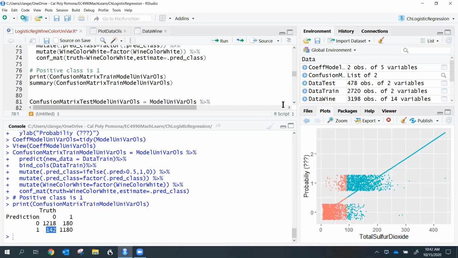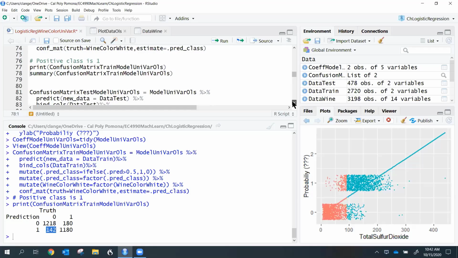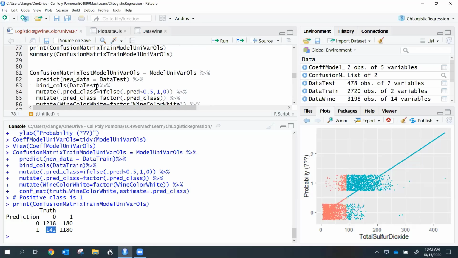I can do the same thing based on the test data because that is actually the relevant thing. I run my confusion matrix on the test data, and these are the data I have never used to optimize the model. So this is a true test if the model is really right.